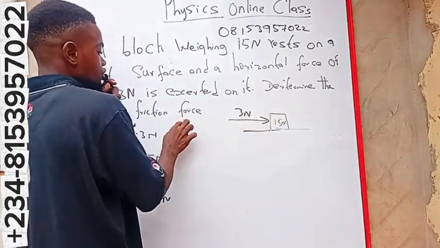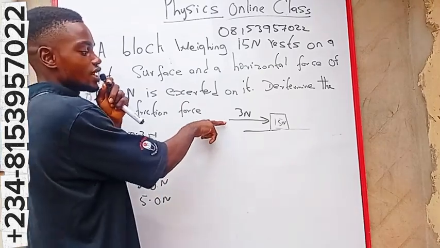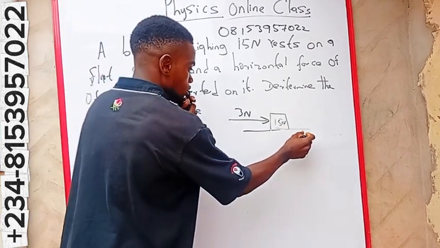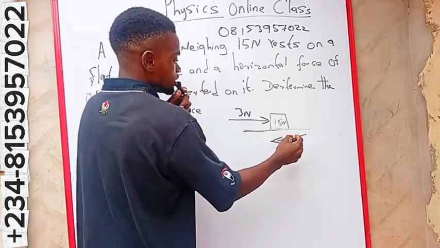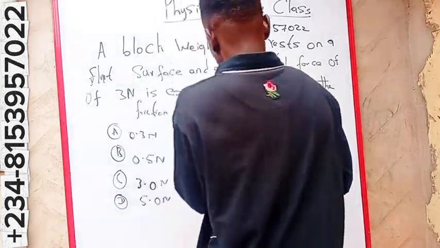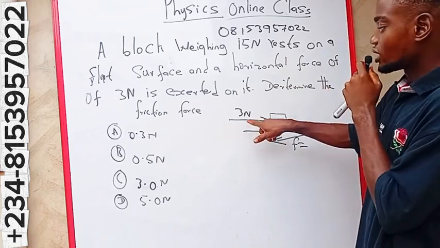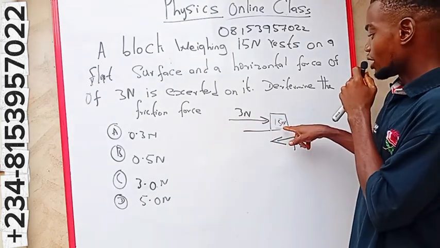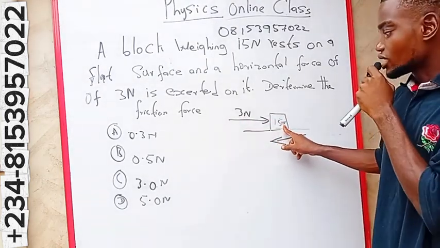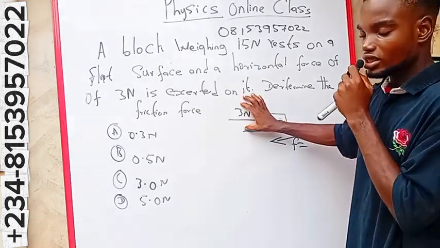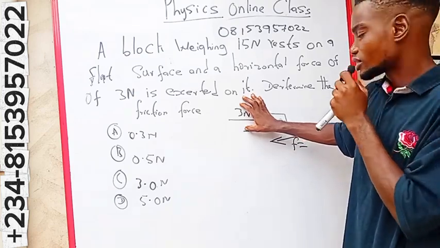They say determine the friction force. Now if this force is directed this way, then the friction force will be directed towards the other part. All right. Now what is the value of this friction force? Remember, this body is 15 newton and the force applied is 3 newton. Now you cannot use 3 newton to overcome this 15 newton. Hence, if you apply this 3 newton, this body will not be moving because the weight is more than the force applied. Do you get?